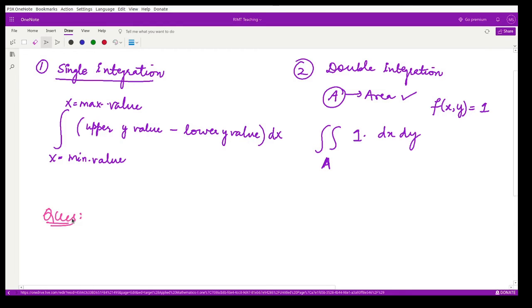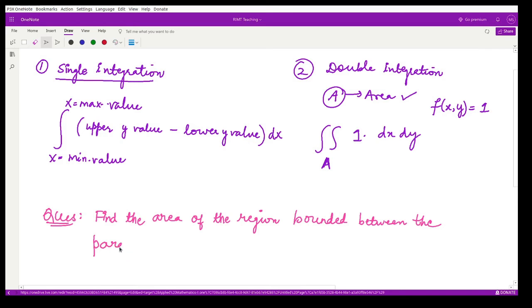The question is: find the area of the region bounded between the parabolas. Now two parabolas are given to you: y square is equal to 4ax and x square is equal to 4ay, where this a is given to be positive. Now this is given to us.